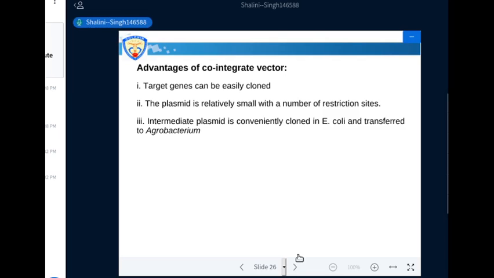These are the advantages of co-integrate vectors. The target gene can be easily cloned, the plasmid is relatively small, and the intermediate plasmid is conveniently cloned in E. coli and transferred to Agrobacterium.